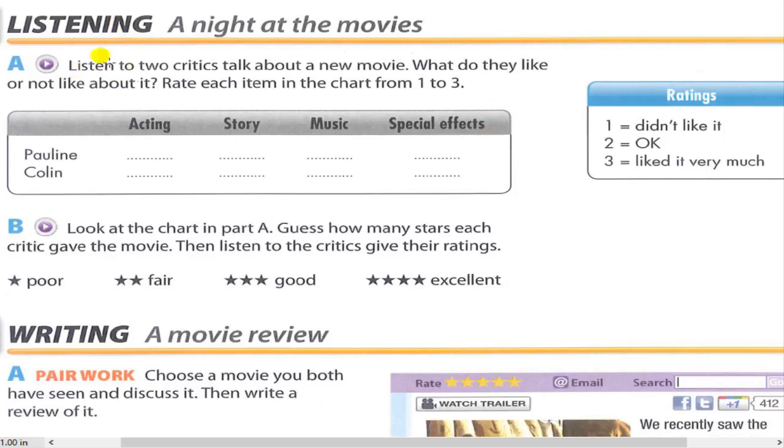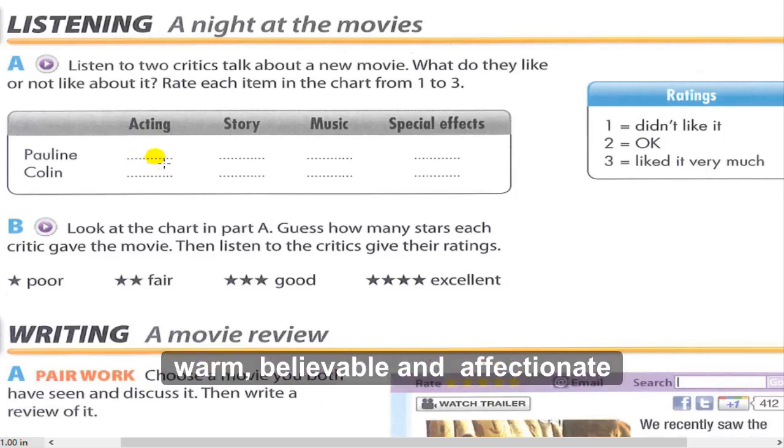1. Acting. Pauline and Colin. Pauline, yes, she liked it. Pauline liked it very much, the acting. Colin liked it very much. Pauline liked the James Bond movie because the character was warm, believable, and affectionate. Colin also liked it very much.